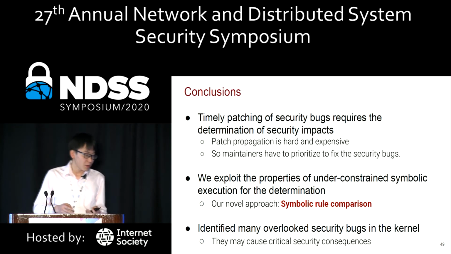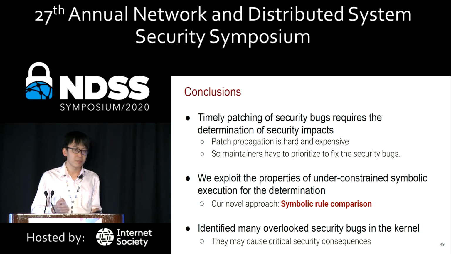In conclusion, we exploit the properties of under-constrained symbolic execution for determining security rule violations. In this project, we have identified many overlooked security bugs in the Linux kernel, which shows that patch propagation is hard and expensive, and the maintainers should prioritize fixing security bugs.